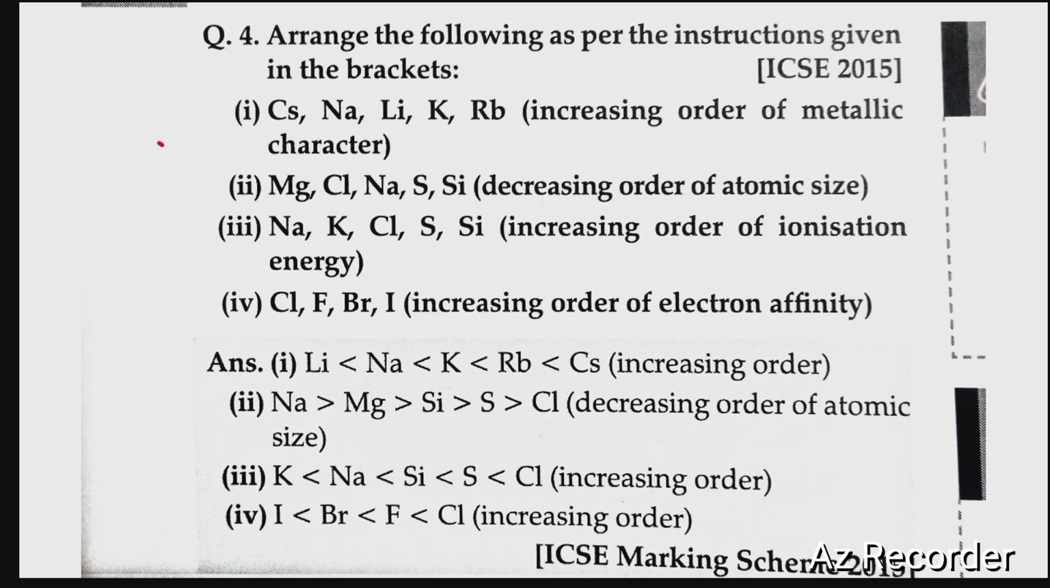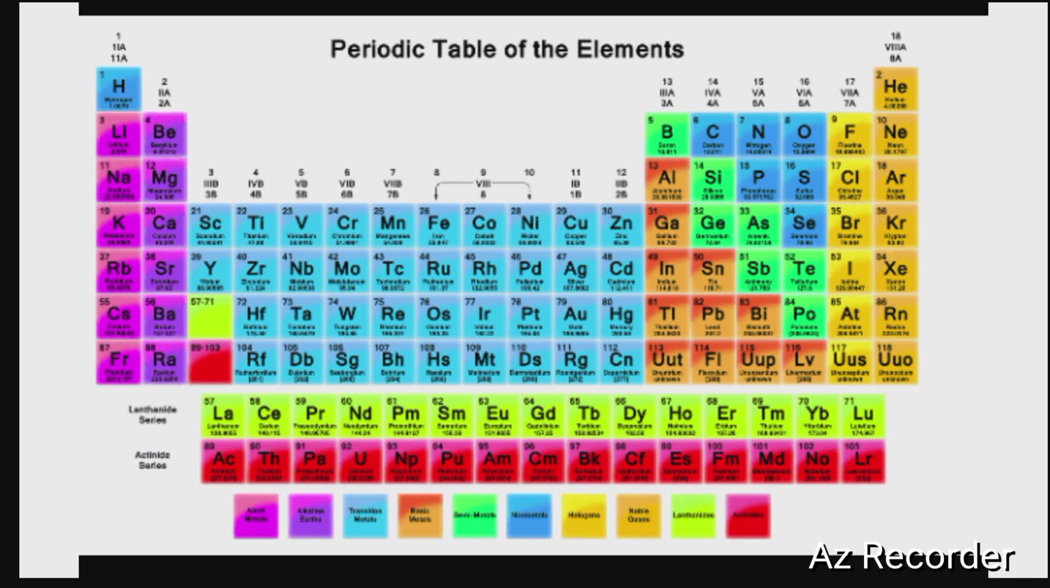Now next, we have to arrange them in the increasing order of metallic character. So let's mark these elements in the periodic table. They are cesium, sodium, lithium, potassium, and rubidium. Okay, these are the elements. We have to arrange them in increasing order of metallic character.